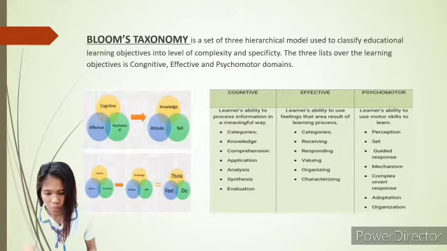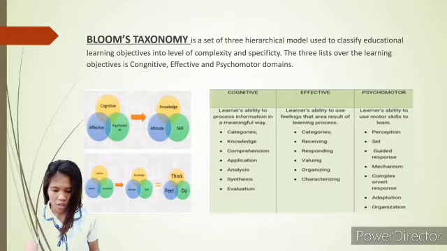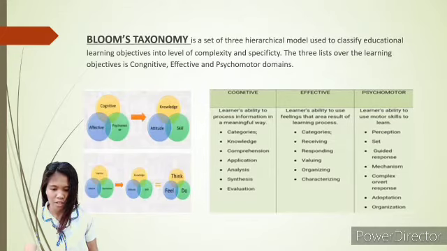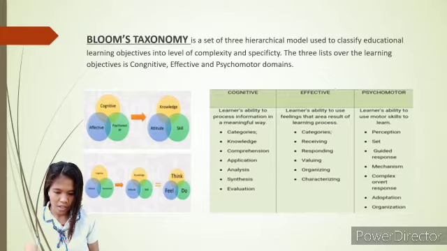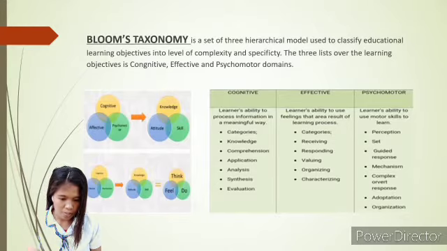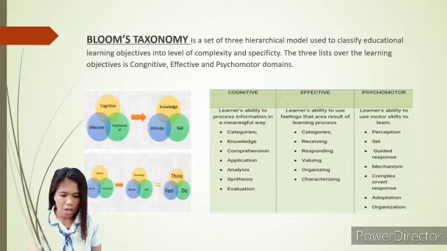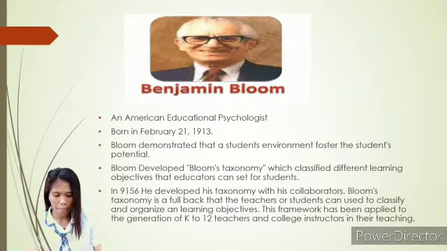Learners' ability to process information in a meaningful way under cognitive has these categories: knowledge, comprehension, application, analysis, synthesis, and evaluation. Under affective, we have the categories: receiving, responding, valuing, organizing, characterizing. And in psychomotor, we have perception, set, guided response, mechanism, complex overt response, adaptation, and origination.